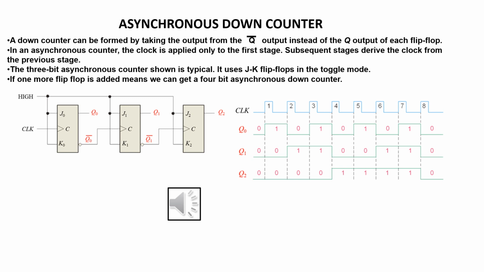So in asynchronous down counter, the binary values are counted in the reverse manner, that is in the descending order. So if it is a 4-bit asynchronous down counter, the values can be counted from 15 to 0.